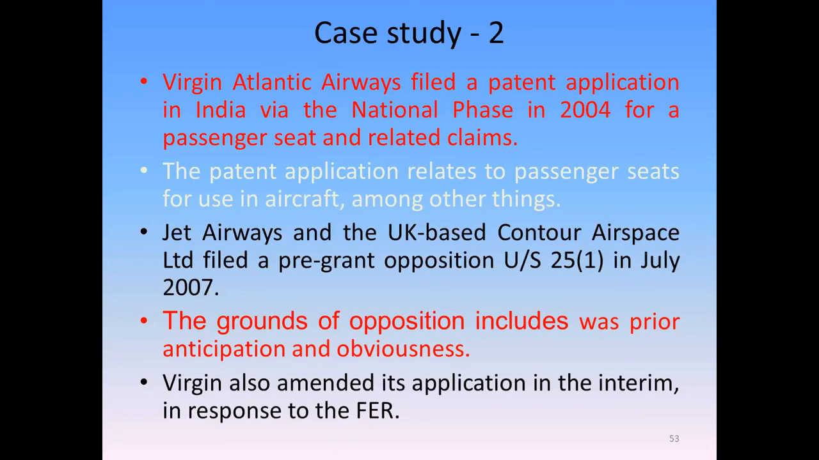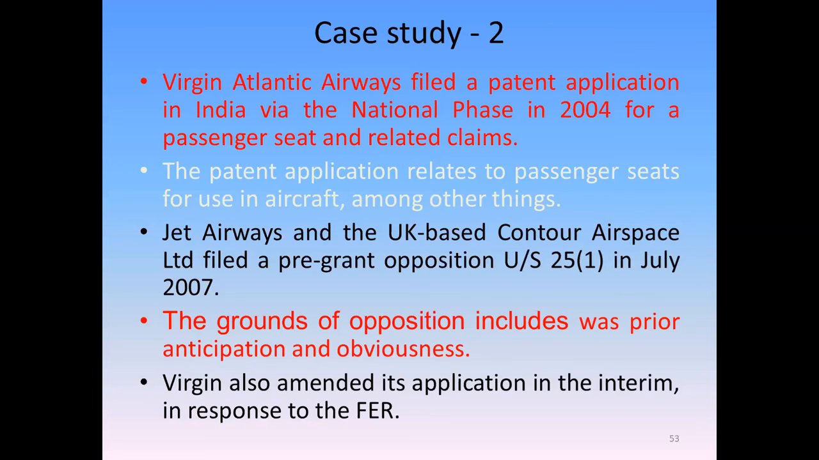And if you see the grounds: obviousness, lacking technical advancement, and prior anticipation, prior publication. These are the grounds under which Jet Airways filed a pre-grant opposition, stating that this seat by Virgin Atlantic is not technically advanced, and this is already published in some other document before 2004 itself. And based on this opposition, see, I told you that opposition proceedings can be filed at any time before the grant of patent. When Jet Airways filed this opposition, the Patent Office had already examined this application and issued a first examination report to Virgin Atlantic. It was only after the issue of the first examination report that Jet Airways filed an opposition.